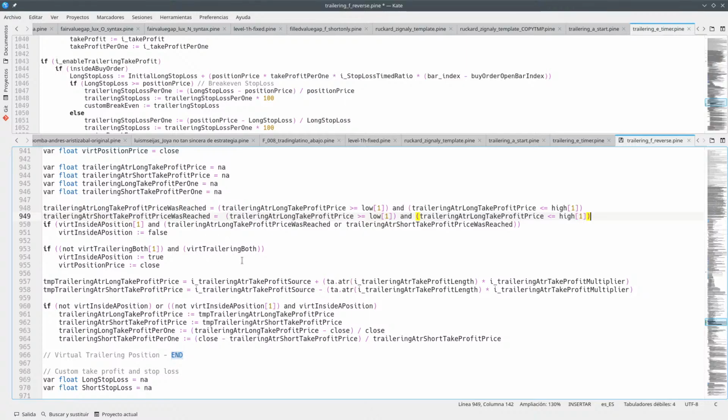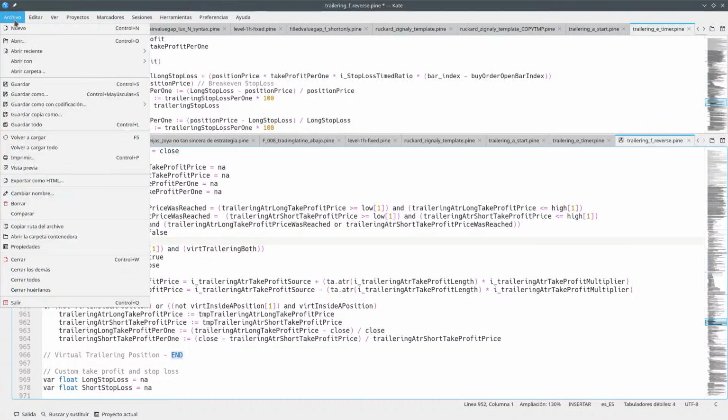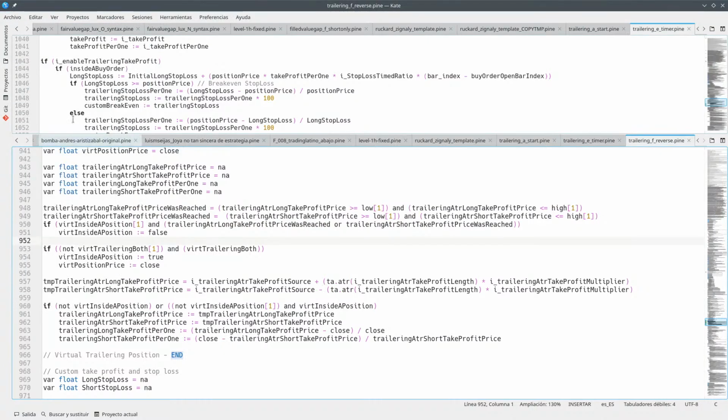However, it's a different variable. It's not this one, but this one instead, which should be modified here. So if the price is higher than the low and less than the high, then the price was reached. So that means that you are no longer inside the position. However, if this is true again, then you are inside the position again.